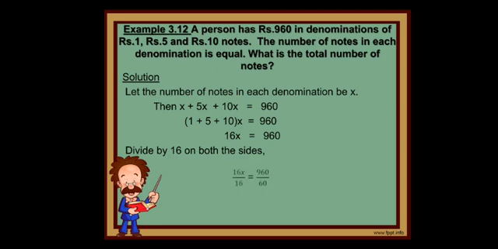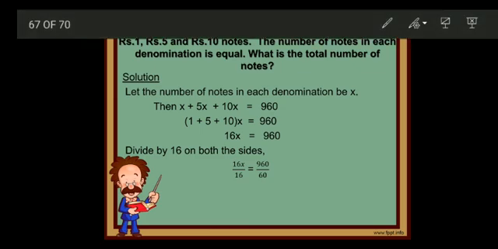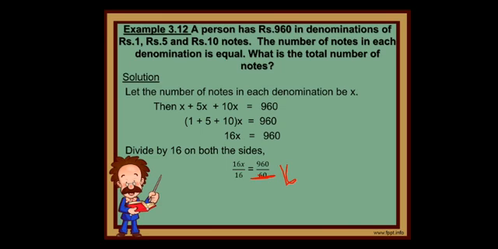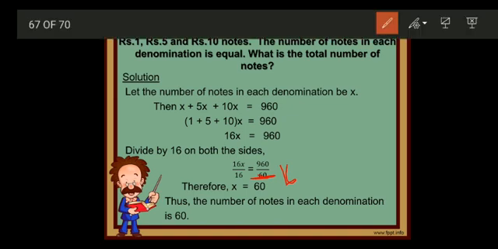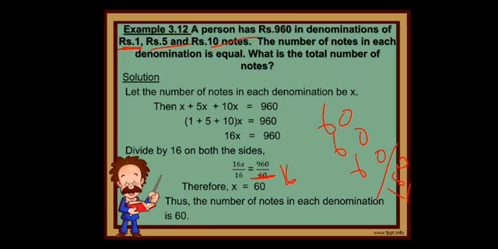So 16x by 16 is equal to 960 by 16. 16x by 16 is equal to x, and 960 by 16 is equal to 60. Thus, the number of notes in each denomination is 60. So we have to find the total number of notes. In 1 rupee notes we have 60 notes, in 5 rupee notes we have 60, and in 10 rupee notes we have 60. So how many notes do we have in total? 180 notes. So the total number of notes is 180.